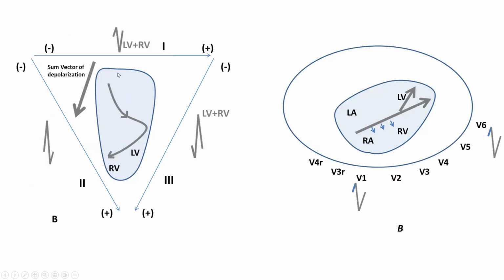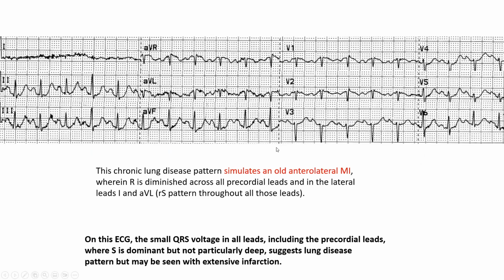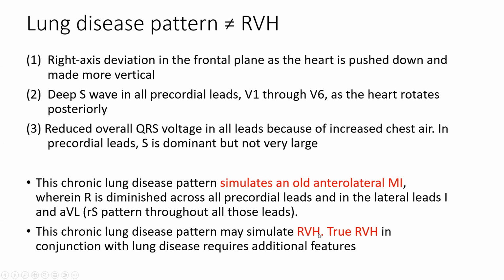So this is what lung disease leads to. It will lead to a vertical heart axis in the frontal plane, and it will cause posterior heart shift, meaning deep S waves throughout all of the precordial leads and poor precordial R wave progression. So we'll have small r, big S throughout all the precordial leads because the heart is pushed posteriorly. So the right axis and S bigger than R in V6 can mimic RVH. By EKG, it can mimic RVH, but it is different than RVH, and there are specific criteria to diagnose RVH in this context. So this chronic lung disease pattern may simulate RVH.